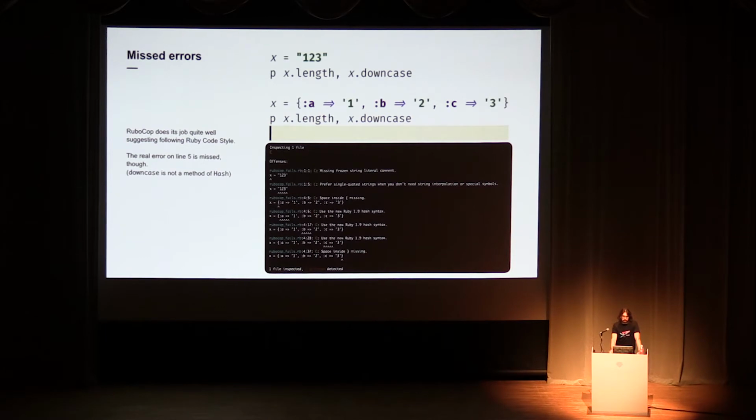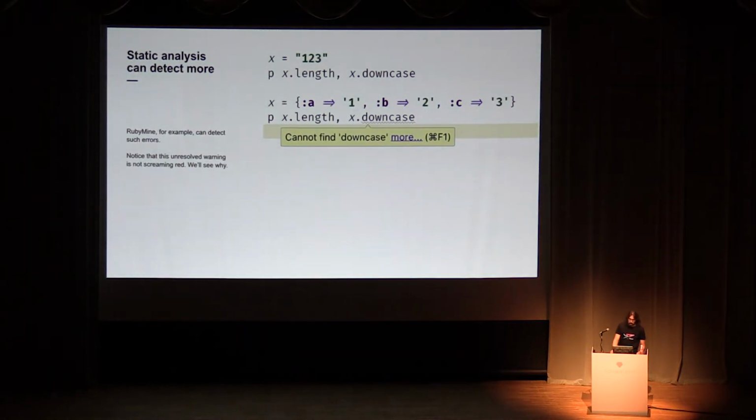RuboCop bothers about code smells in the code. It suggests that the code lacks some spacing, and that we should convert hashes to another format. However, on the last line, we can see that we're trying to send the downcase method to a hash, which is absent. And RuboCop can't find this. Can we do better? Yeah.